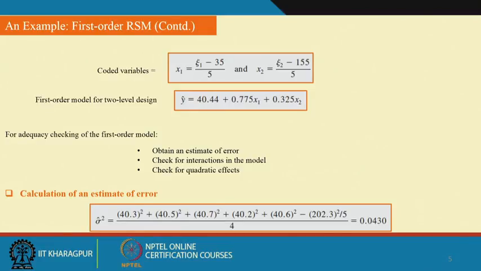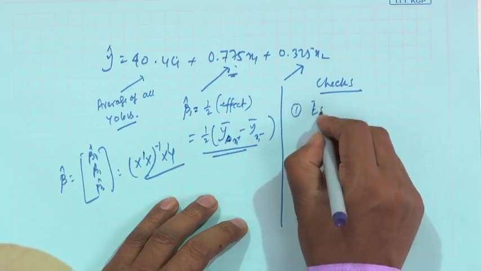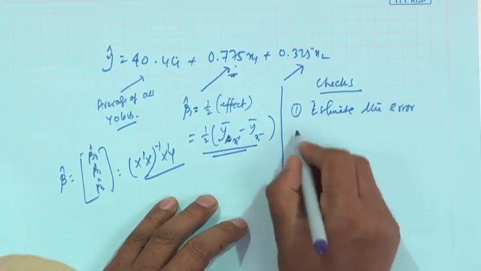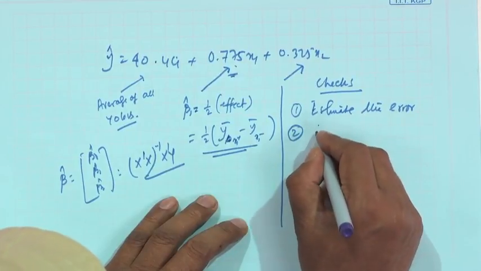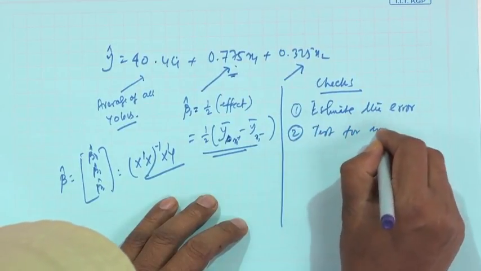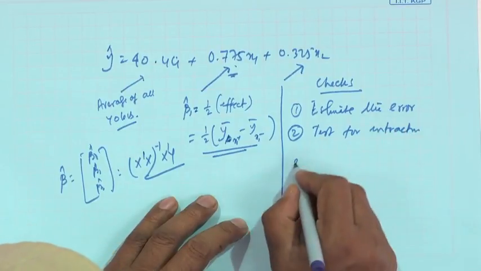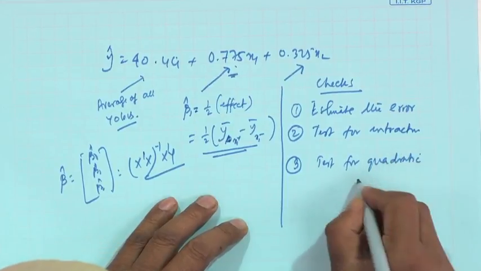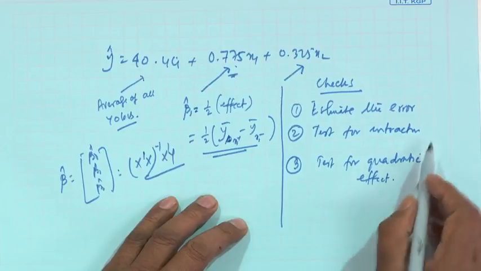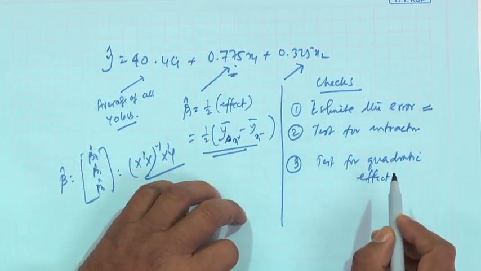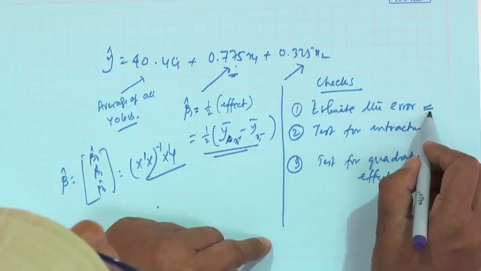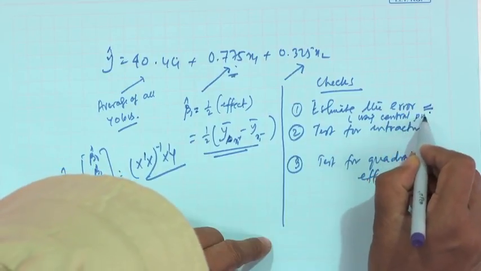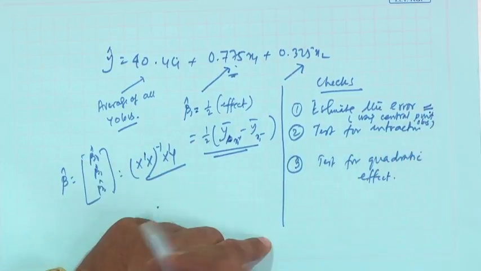So, what are the checks for the first order model? One, you estimate the error terms. Second, you test for interactions, and third, you test for quadratic effect. In order to test all those things, the estimate of error is very important. The estimate of error will be done using the central point data, or central point observations.